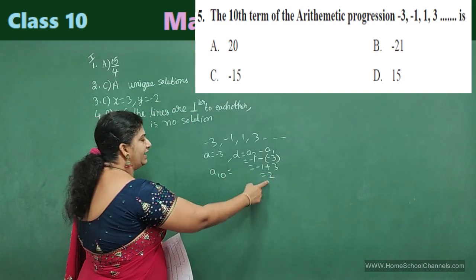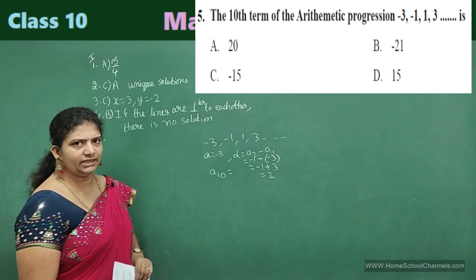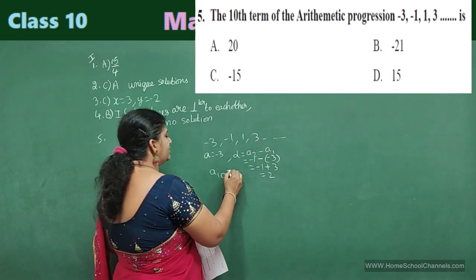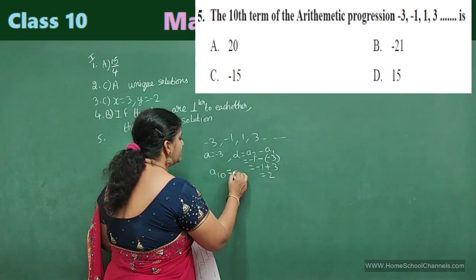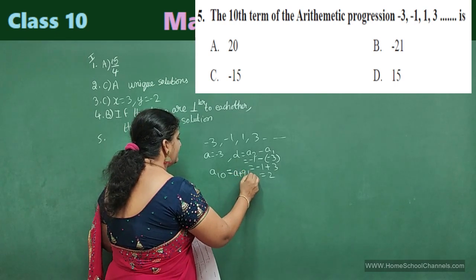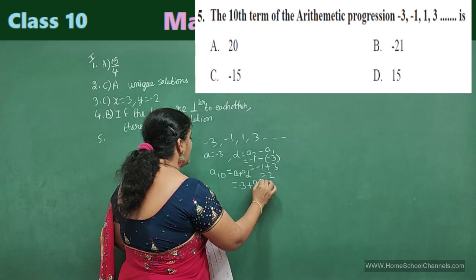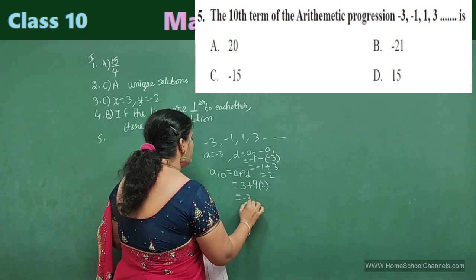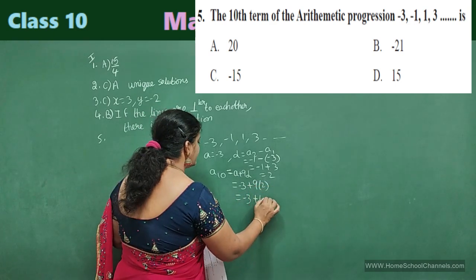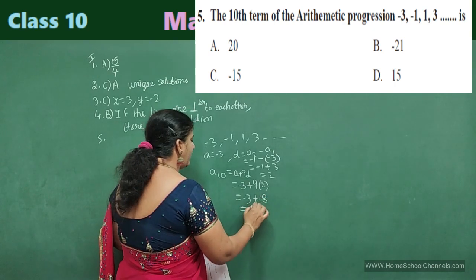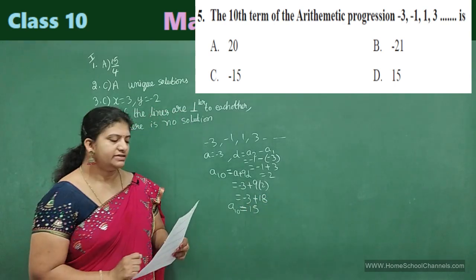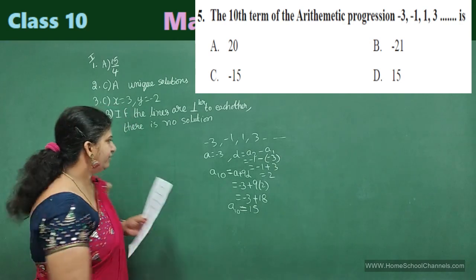I know A and D, so we can find any term. A10 means the 10th term, the general form is A plus 9D. Substitute in this: minus 3 plus 9 into 2. Minus 3 plus 9 2s are 18. 18 minus 3 will be 15. Check the option here, option D, 15.